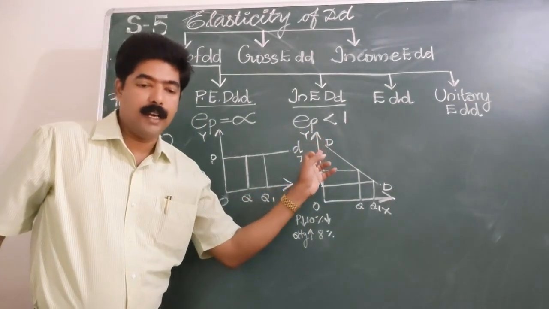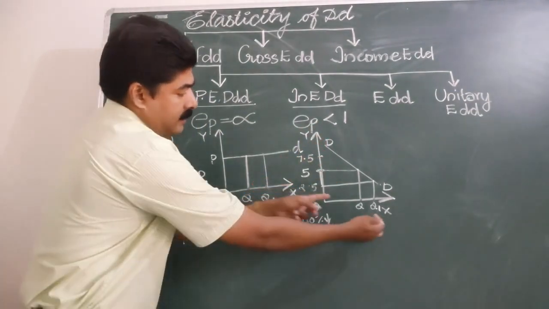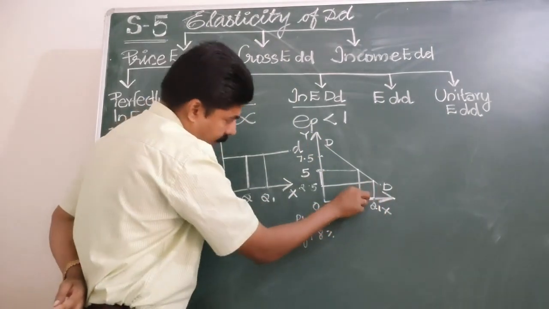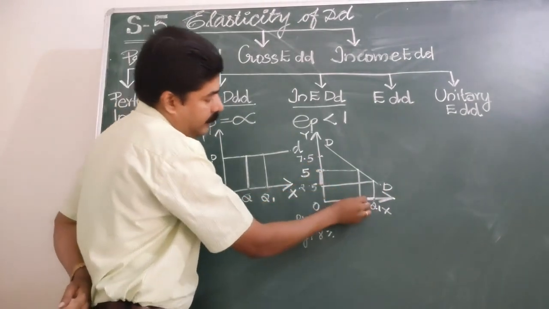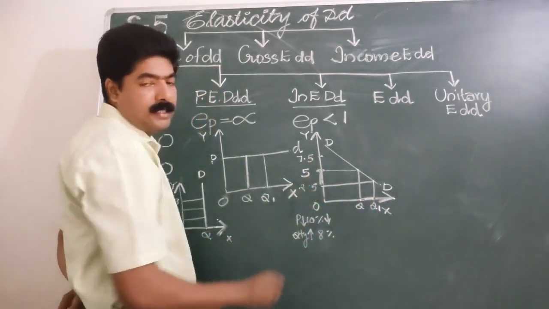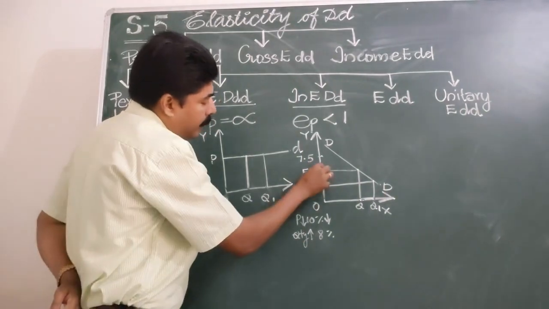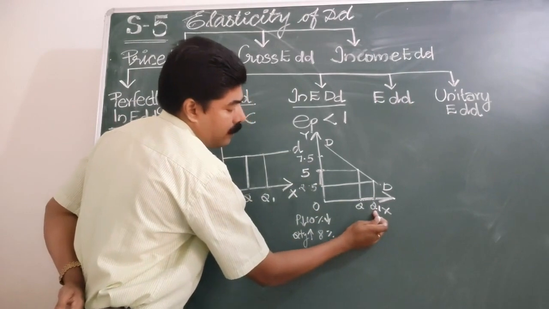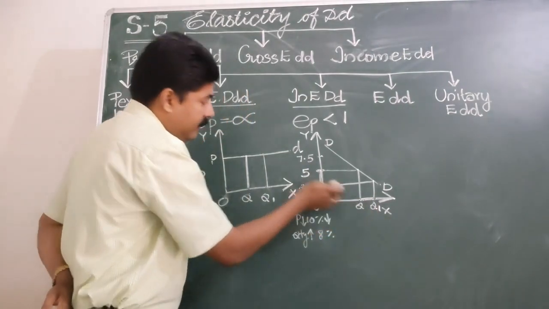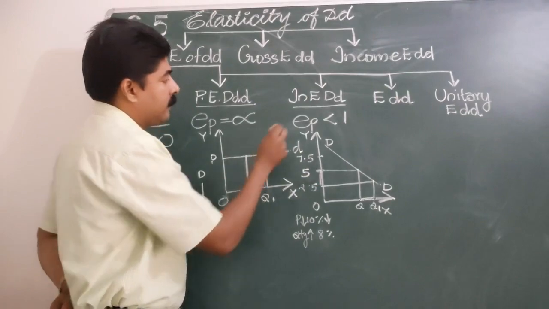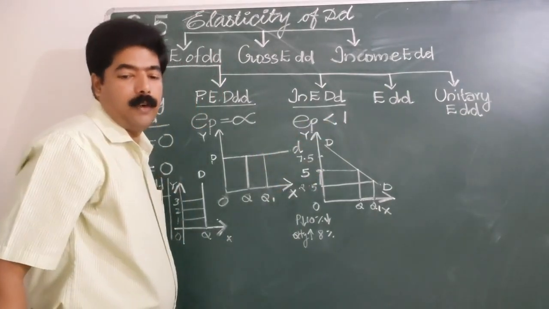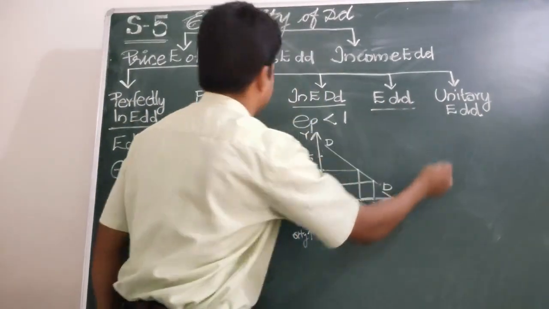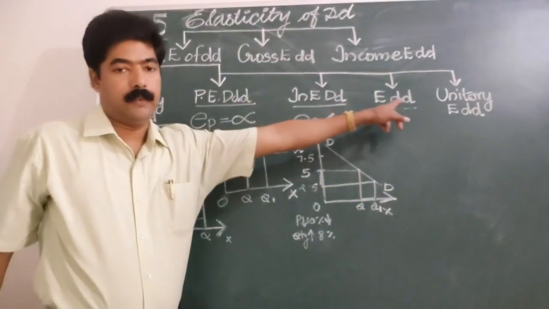If the percentage change in quantity demanded of a commodity is less than the percentage change in price, this gap also shows the difference in changes. So this gap is much more than this gap. That shows the percentage change in quantity demanded of a commodity is less than the percentage change in price. Therefore the value is less than 1. Clear?